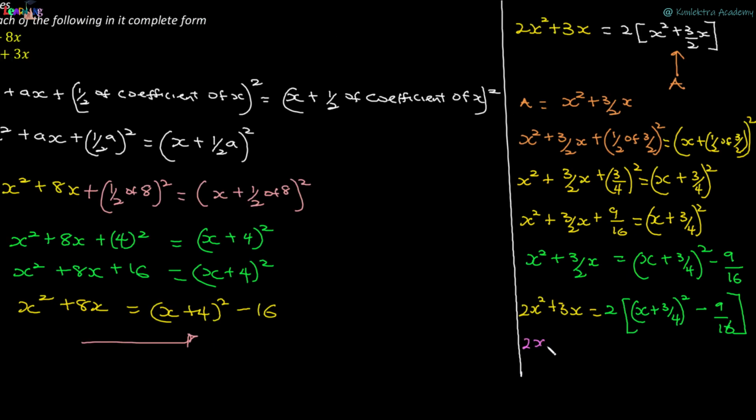Now you have your 2x squared plus 3x to be, open this bracket, you have 2 times x plus 3 over 4 squared minus 2 times 9 over 16. That will be 9 over 8. We have our value to be 2 times x plus 3 over 4 all squared minus 9 over 8, which means the incomplete form of this will give us this value. I hope you understand.